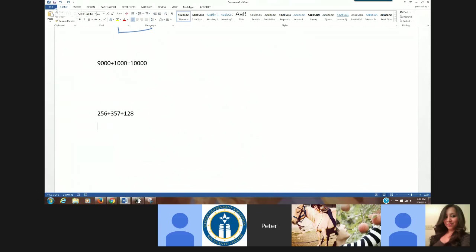Okay, so what I would do is group up the hundreds position, the tens position, and the ones position. So that would be 200 plus 300 plus 100, which is 600. Then I would go 50 plus 50 plus 20, which is 120. And then I would go 6 plus 7 plus 8, which is 21. And so now I've got a little bit smaller, easier numbers to work with.